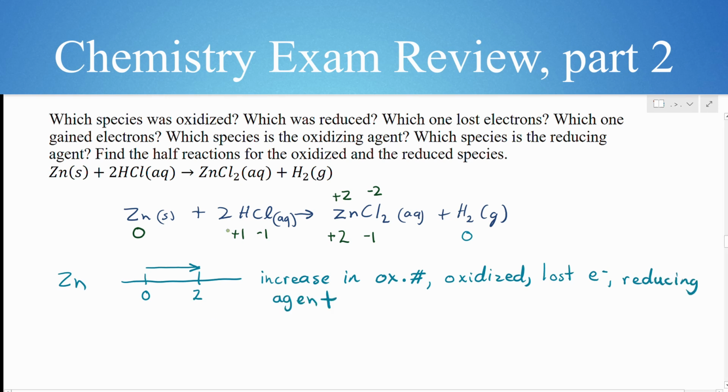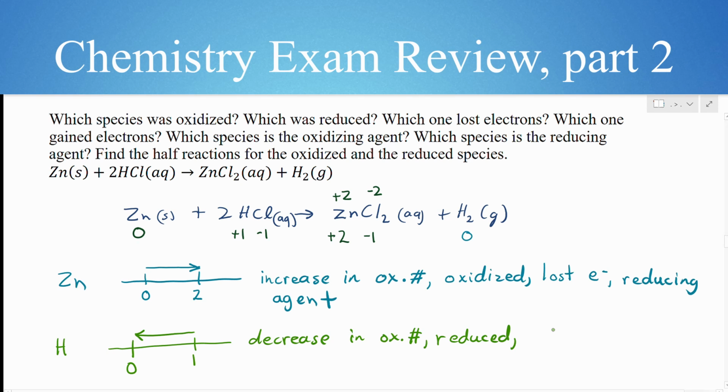Next, we see that hydrogen went from a positive 1 oxidation number to 0 oxidation number. If it goes this way, it was a decrease in oxidation number, and a decrease in oxidation number indicates reduction, so hydrogen was reduced. And if something is reduced, it had to have gained electrons, right? It had to have gained more negative charge so that it could go more negative in its oxidation number. And something that was reduced is called the oxidizing agent, right? It had to have caused the oxidation of the other thing.